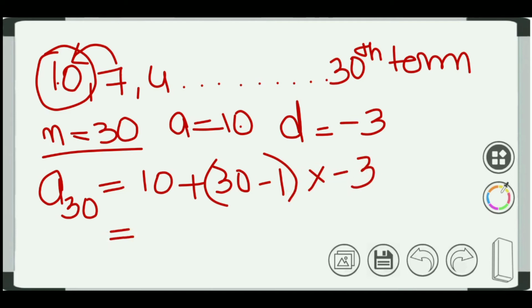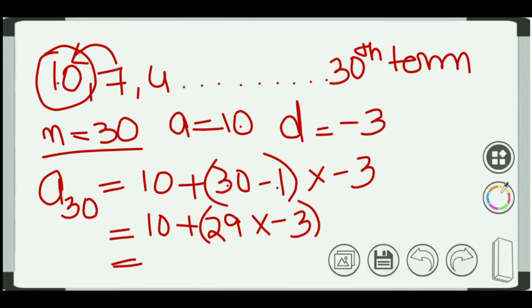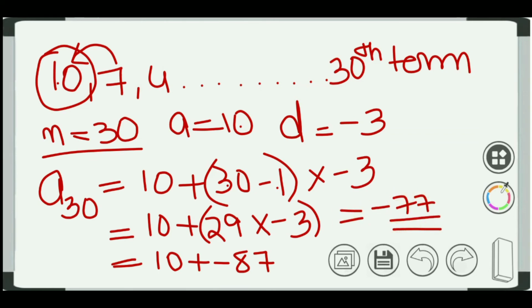Equal to 10 plus 30 minus 1, 29 into minus 3. What is 29 into minus 3? Minus 87. 10 plus minus 87. What is 10 plus minus 87? Minus 77. So you have option C. Option C is the correct answer, minus 77.